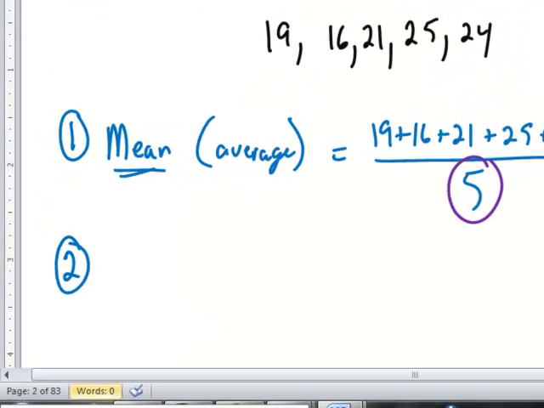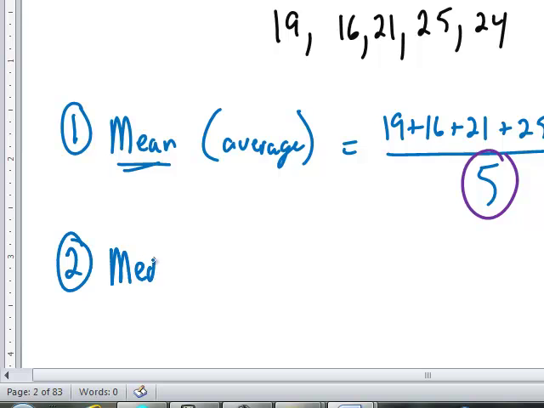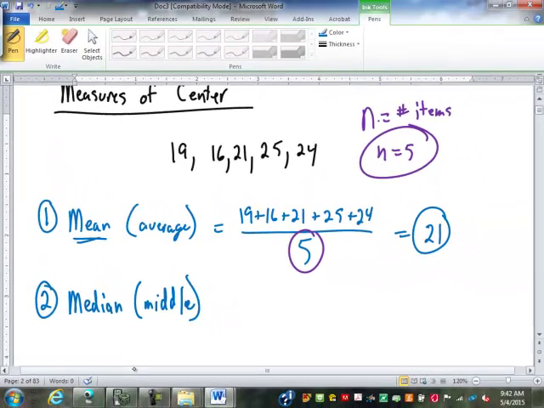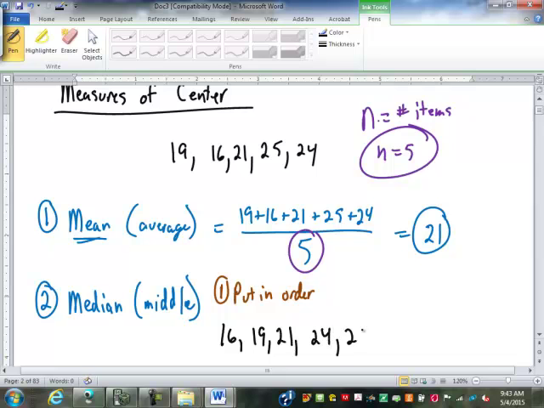The second measure of center is called the median. The median is literally, physically, and numerically the middle. To do the median, we have to take 2 steps. Step 1, we have to put the numbers in order. So let's do that. It's going to be 16, 19, 21, 24, and 25. They're now in order.